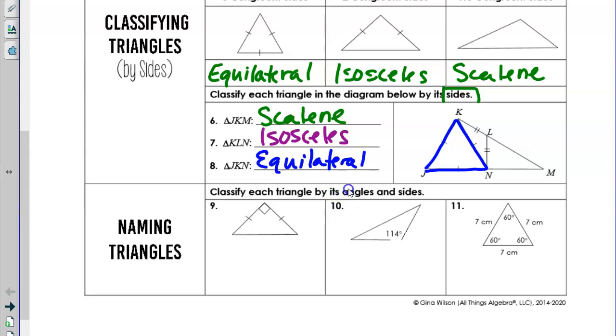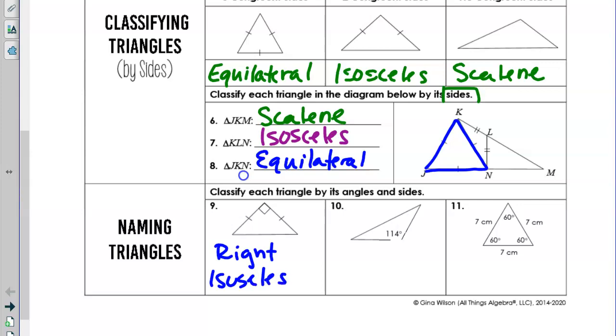So you're going to have two words for each of these. So naming triangles, down at 9 through 11. By its angles, what would you call number 9? So classify it by its angles first. By its angles specifically, you're right about the sides. It is a right, so it's a right angle. And then Mason's right, this one's going to be isosceles because it has two congruent angles.